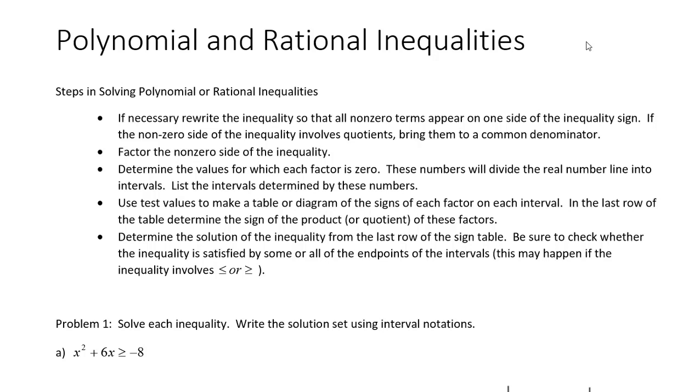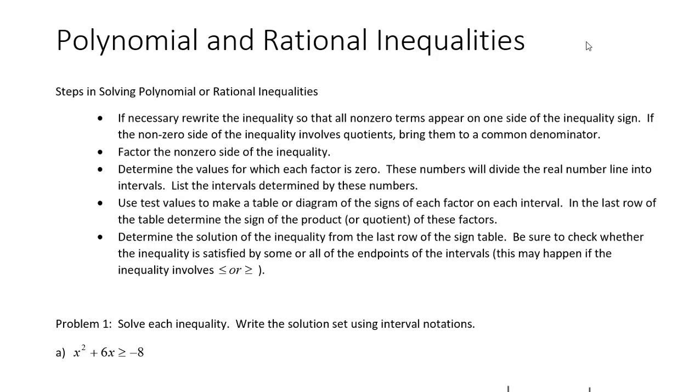1. If necessary, rewrite the inequality so that all non-zero terms appear on one side of the inequality sign. If the non-zero side of the inequality involves quotients, bring them to a common denominator. 2. Factor the non-zero side of the inequality. 3. Determine the values for which each factor is 0. These numbers will divide the real number line into intervals. You'll list the intervals determined by these numbers.